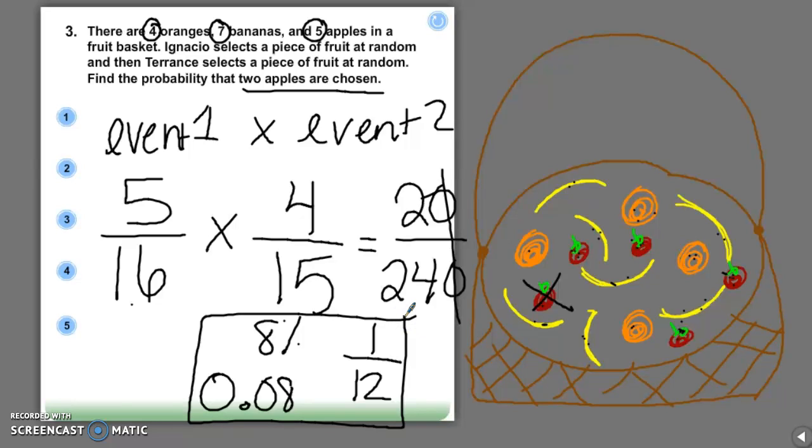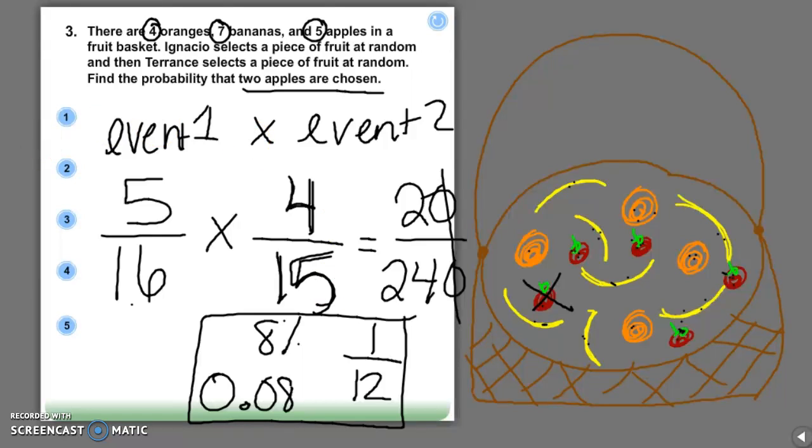Okay? Another way of thinking about this, instead of counting my fruit in my basket, if I have 5 apples to start with and 16 total fruit, if I take 1 out, I'm left with 4 apples and only 15 fruit because I subtracted 1. I took 1 out. So that's another way of thinking it if you didn't draw it out.